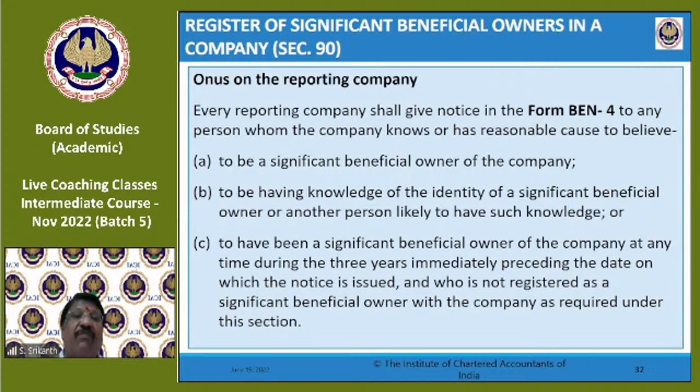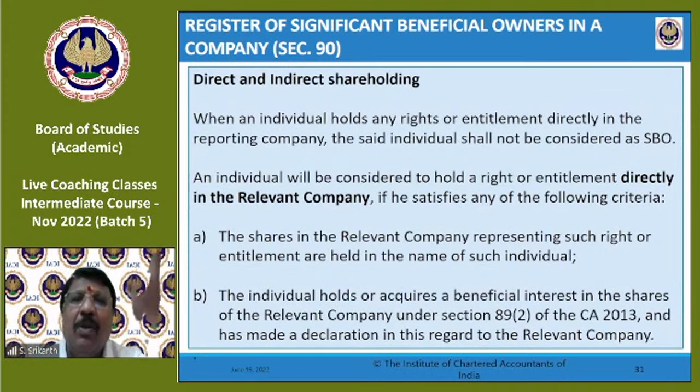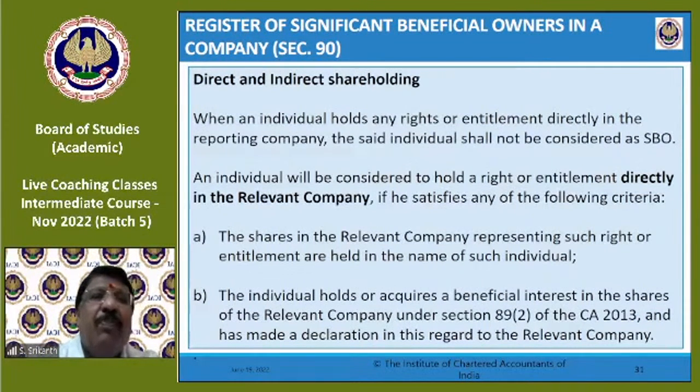Now, every reporting company shall give notice in Form BEN-4 to any person whom the company knows or has reason to believe is a significant beneficial owner, or of whom it has knowledge as a significant beneficial owner, etc. Friends, again, this is a section which is there to punish. If there is a significant beneficial owner, who will that fellow be? He'll be some powerful person.